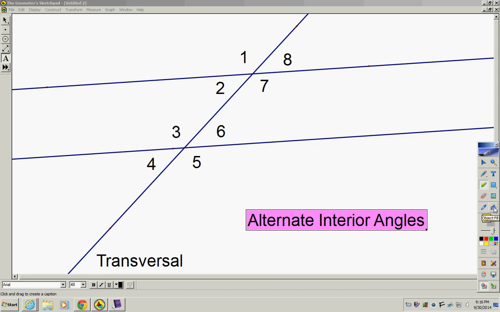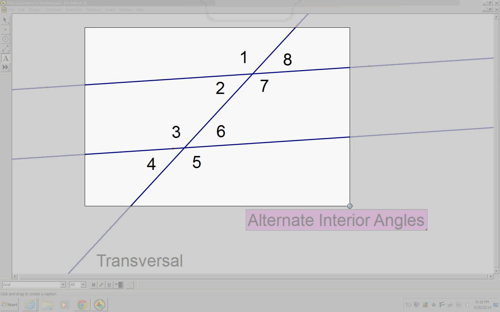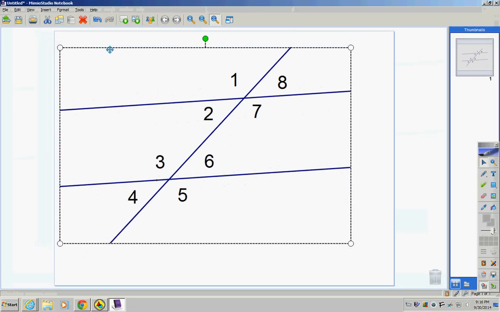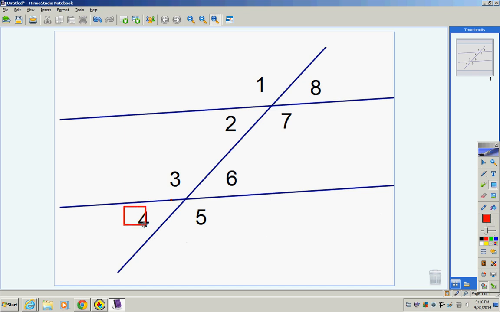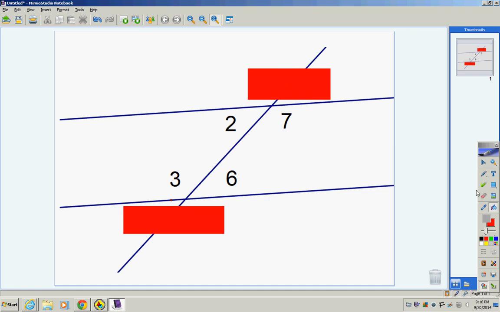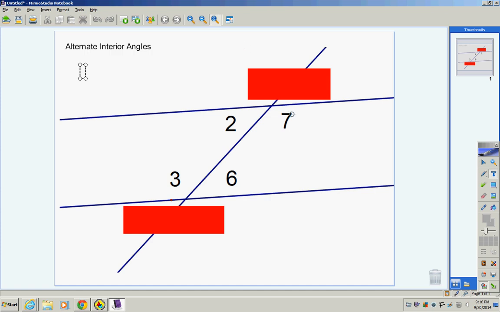Here's what I'm going to do. Watch this. All right, now I can write in it. Now, again, I'm going to try to cover up this, cover up this. All right, so now I just have the inside angles. So again, I have alternate interior angles. That's what I'm trying to work with. So I'm working with just the angles that are on the inside.